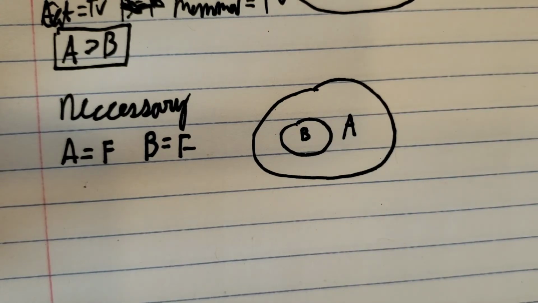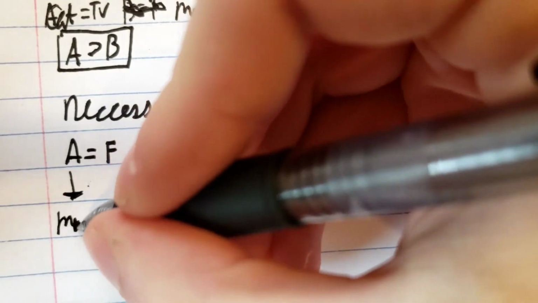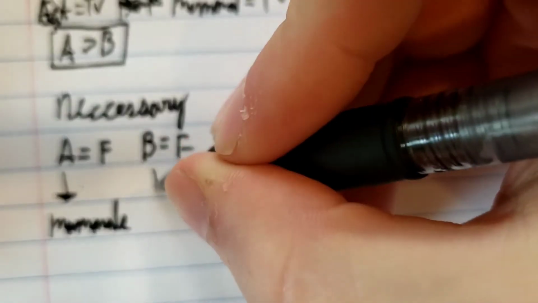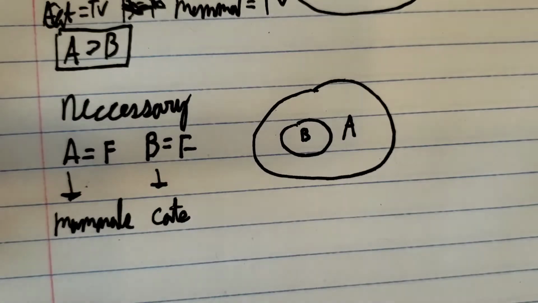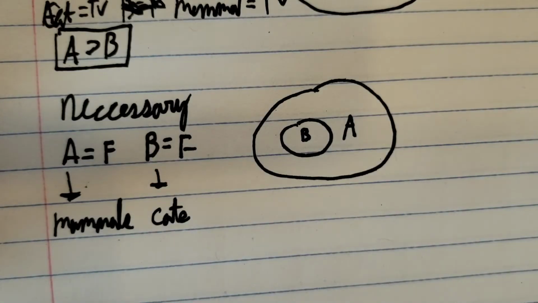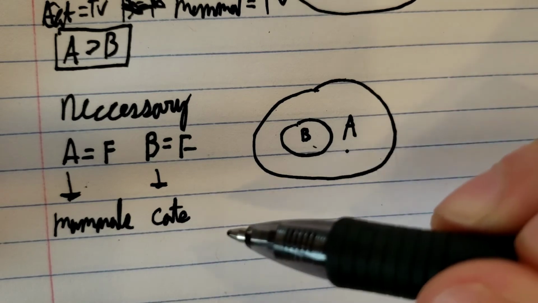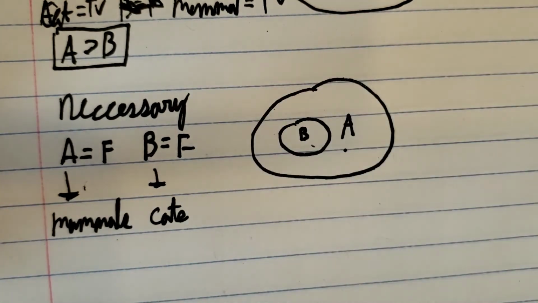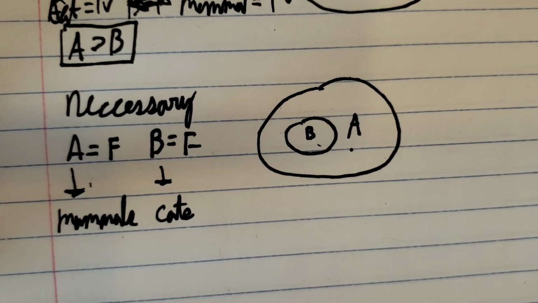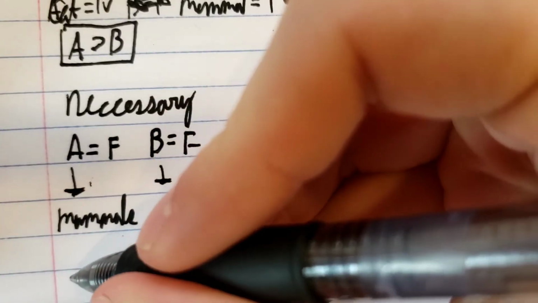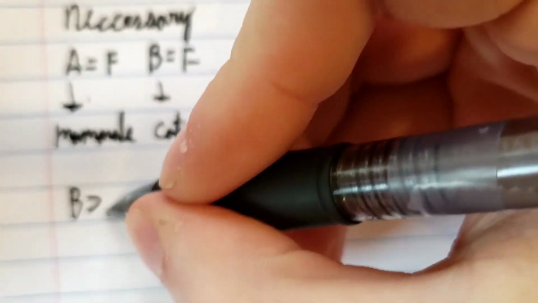So let's say cats and mammals, but now we'll say A is mammals and B is cats. So a mammal is a necessary condition for being a cat. All cats are mammals. When it isn't a mammal, when A is false, it isn't a cat. Or another way to say that is there are no cats that aren't mammals. So A is necessary for B. Another way to write this is if B, then A.